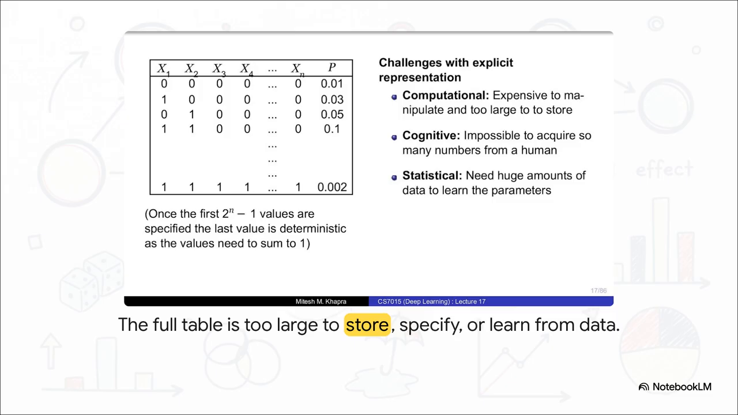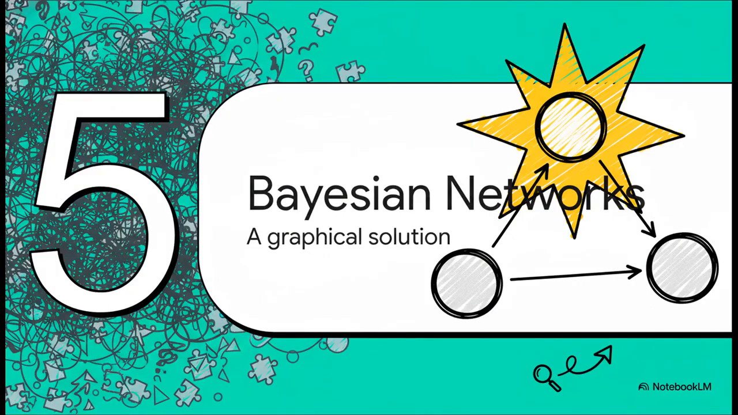So, we are completely stuck. The joint distribution, which seemed so powerful just a few minutes ago, is actually a dead end for real problems. It's perfect in theory, but impossible in practice. And this brings us to section 5, and the brilliant solution to this entire mess, the Bayesian network.